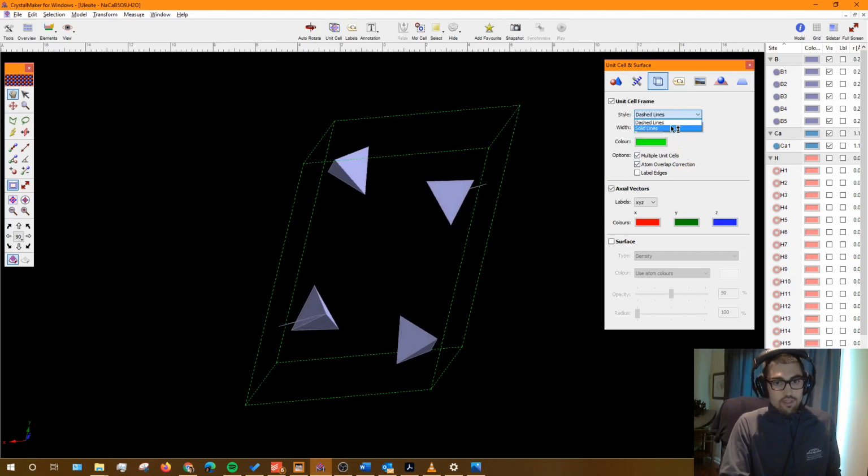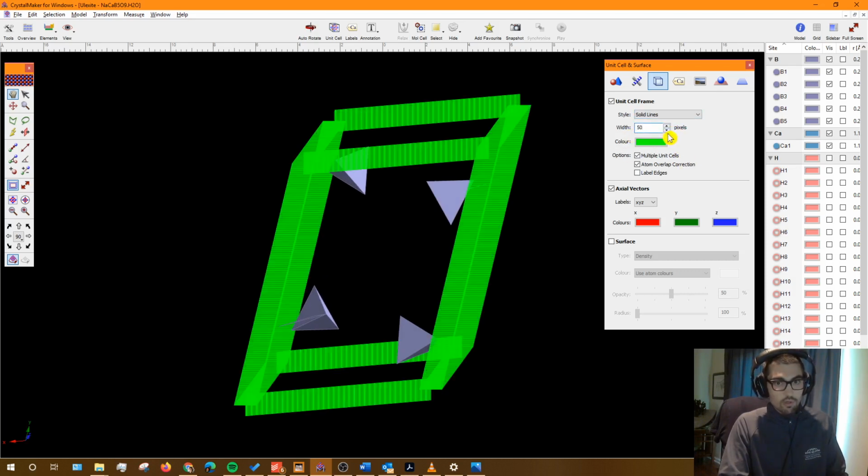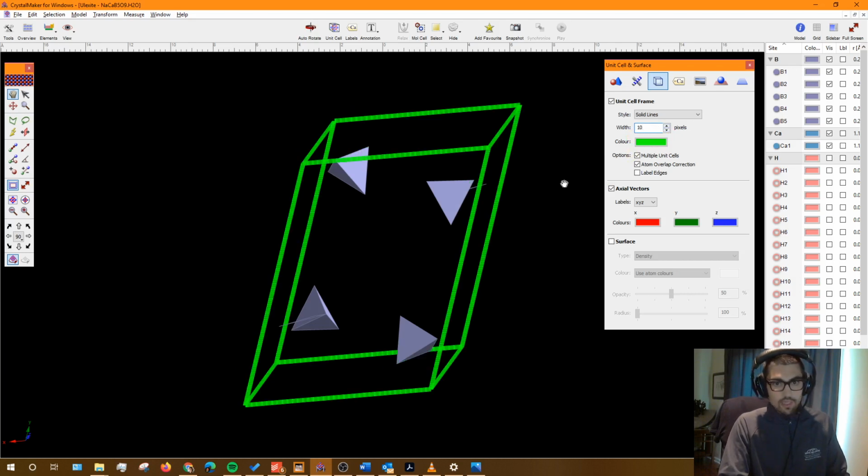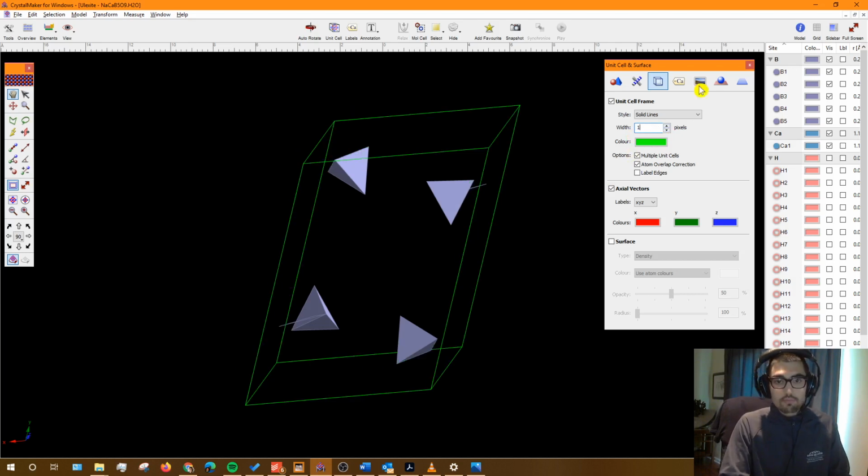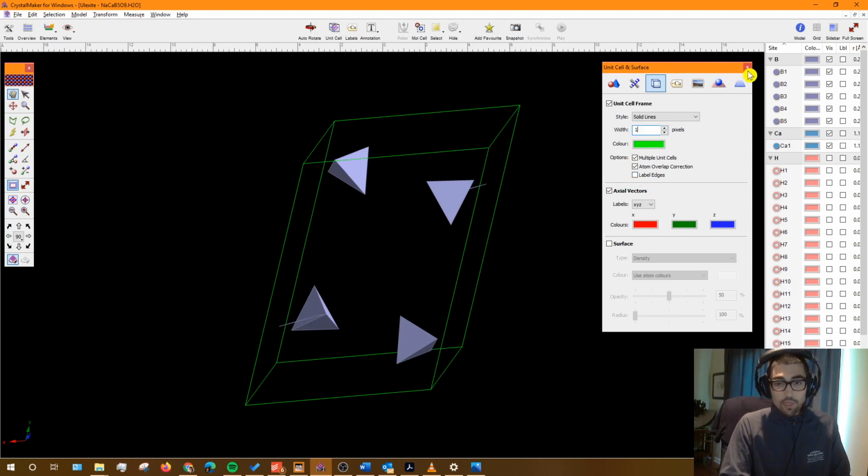You can also change the style. You can make them solid lines. You can make them, ooh, that's not nearly enough. Let's go. Whoa, too much. We'll go back to 1. That's fine. So anyway, just pointing out that if you want to, you can change the unit cell characteristics.